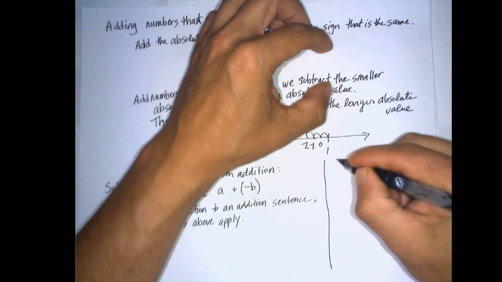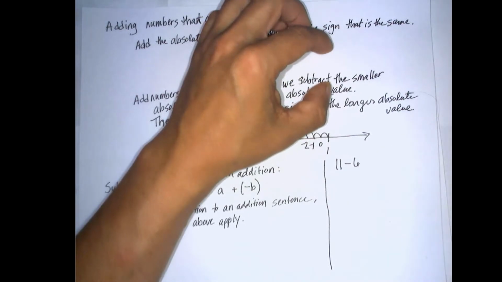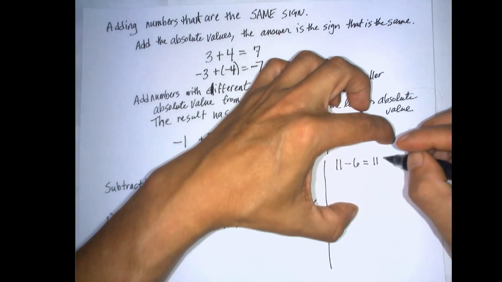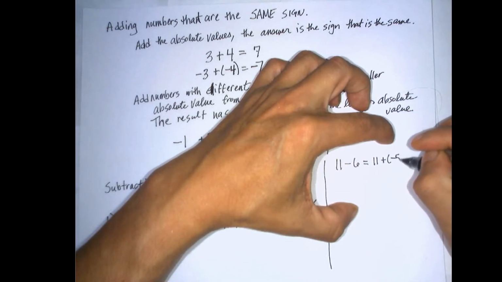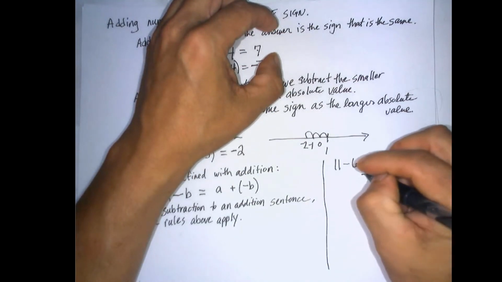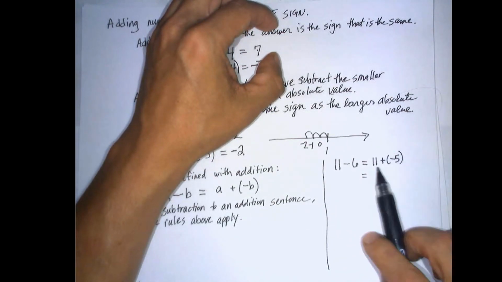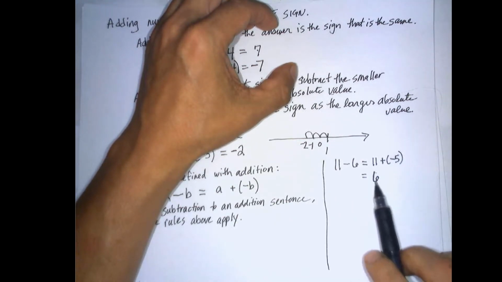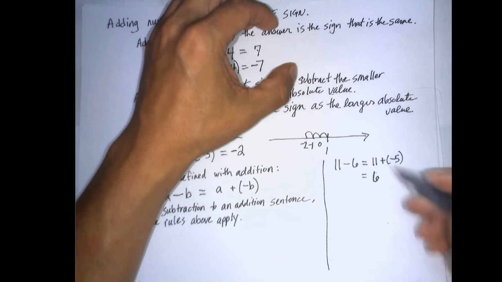Let's just do 11 minus 6. 11 minus 6, which we know is 5, but let's see it formally. It's going to be 11 plus negative 6. So we're adding different signs, so we're going to subtract. When we subtract, 11 minus 6 is 5, and the bigger absolute value is positive, so the result is positive.